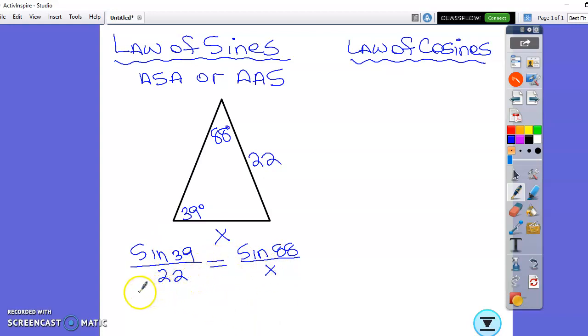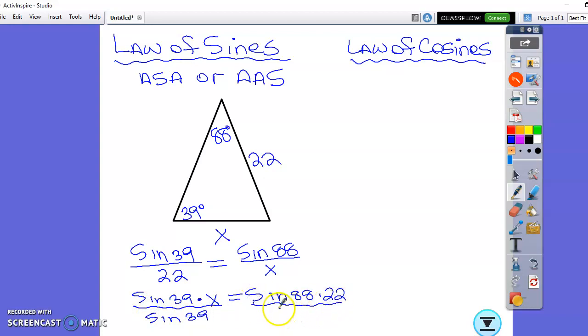Now we do our cross multiplication, and so we're left with sine 39 times x equals sine 88 times 22. Divide by sine 39, and do the same to the other side to keep it balanced. Now it's calculator time. What does x equal? X is going to equal sine 88 times 22 divided by sine 39 equals, and you get 34.9. So x is really 34.9, and that is a rounded answer to the nearest tenth. So this side measures 34.9 rounded.